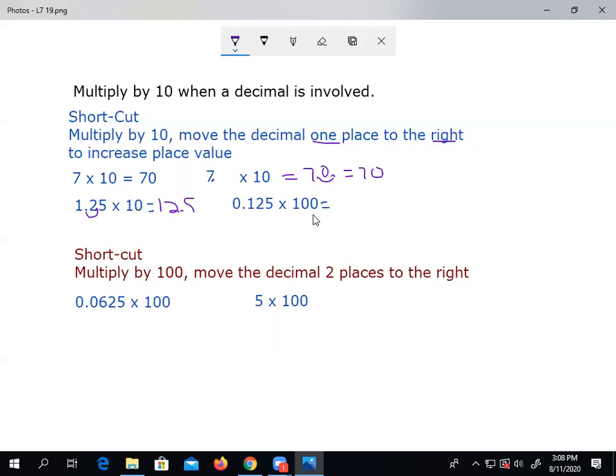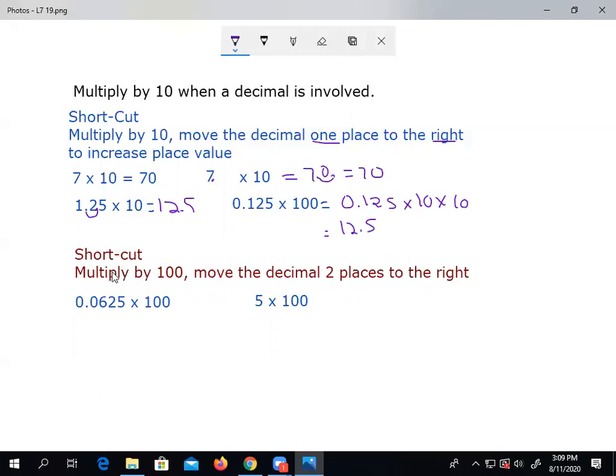Now, if you're multiplying by 100, remember 1.25. If I'm multiplying by 100, remember 100 has 2 trailing zeros. That means you're multiplying by 2 tens. Because remember 10 times 10 is 100. Because remember trailing zeros means you're multiplying by tens. So since you're multiplying by 2 tens, that would mean we move the decimal 2 places to the right. And that would turn into 125 since I'm multiplying by 100.